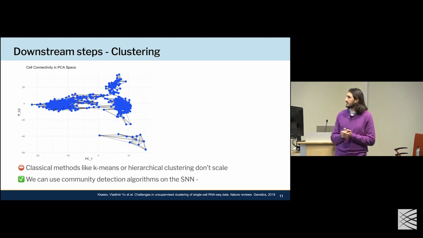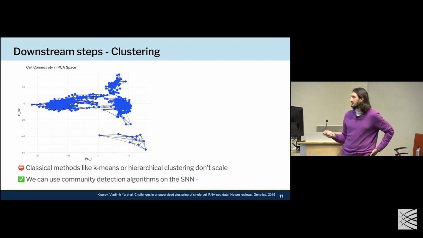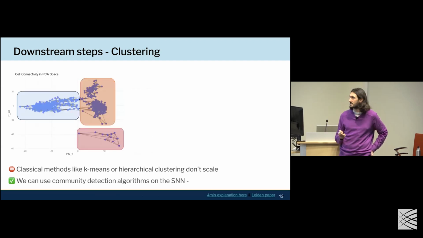Once we have our graph built, our KNN graph, we usually end up with something like this. It's not that we're looking at it, but this is what's happening under the hood. And we want to say, can we cluster this? Classical methods like k-means or hierarchical clustering don't scale well with these super large data sets, especially when we have hundreds of thousands of points. So what we do is we end up using community detection algorithms like Louvain or Leiden more recently.